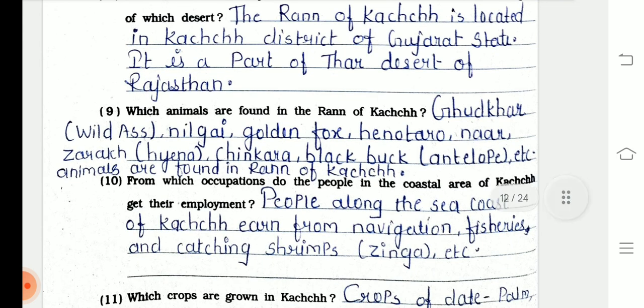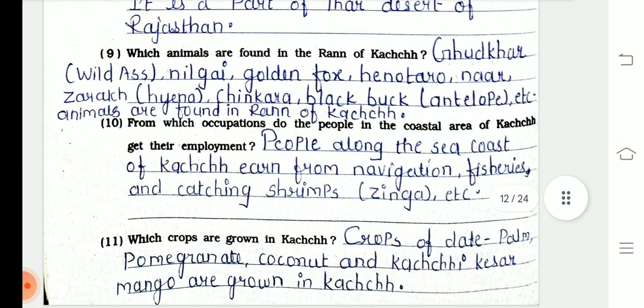Ninth one, which animals are found in the Rann of Kutch? Gudkhar, wild ass, nilgai, golden fox, chinkara, black buck, etc. animals are found in the Rann of Kutch.